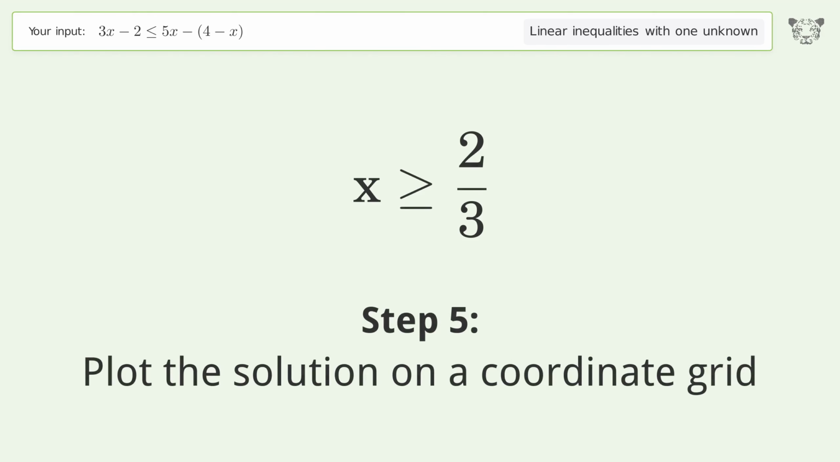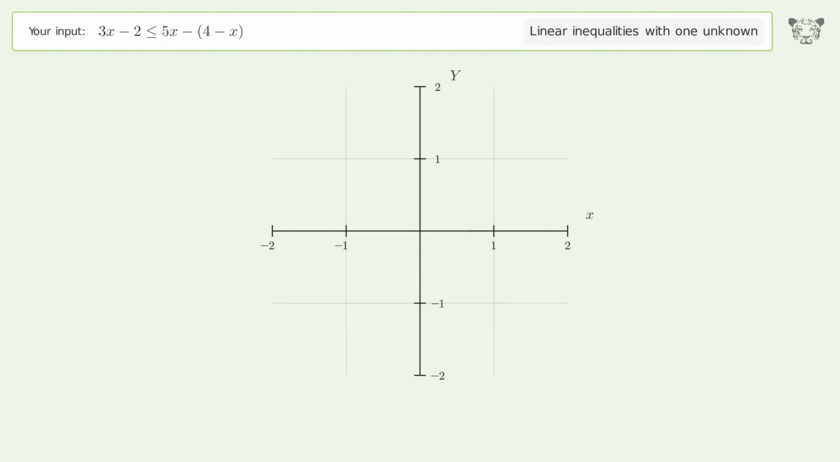Plot the solution on a coordinate grid. And so the final result is x equal or greater than 2 over 3.